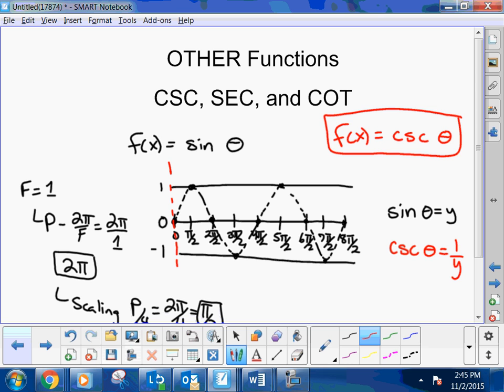And now look at this. Look at the midline of the sine function. You see how it's at 0 right here? Okay, because that's the value at 0. The next asymptote that's going to generate is actually going to be at pi.